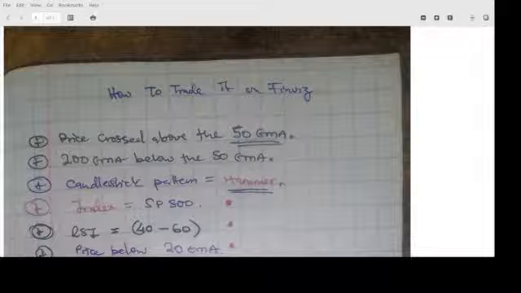Right, so this is how you trade it. So make sure that when you come to a screener, right, when trading your screener, then you're on the 50-day moving average there. Make sure you say price has crossed above the 50 EMA. So in this case, you are saying 50 SMA, all right? That's number one. Number two, make sure the 200-day is below the 50 EMA. Number three, choose a candlestick pattern, a bullish candlestick pattern. In this case, we have chosen the hammer. Okay.